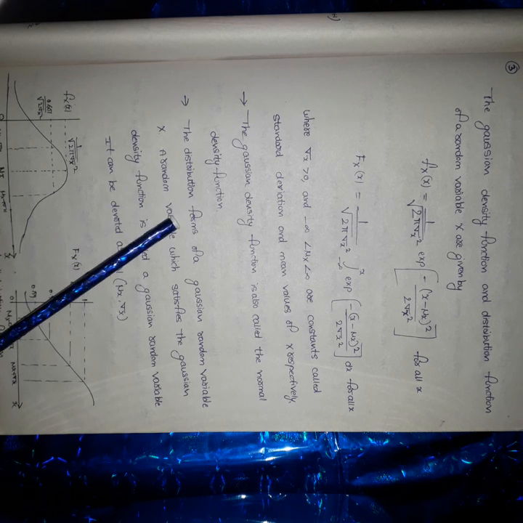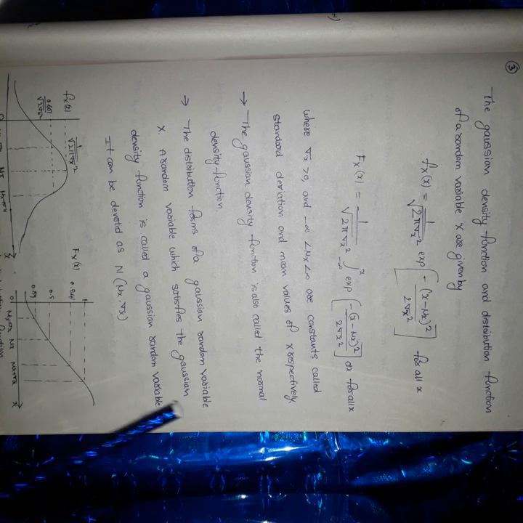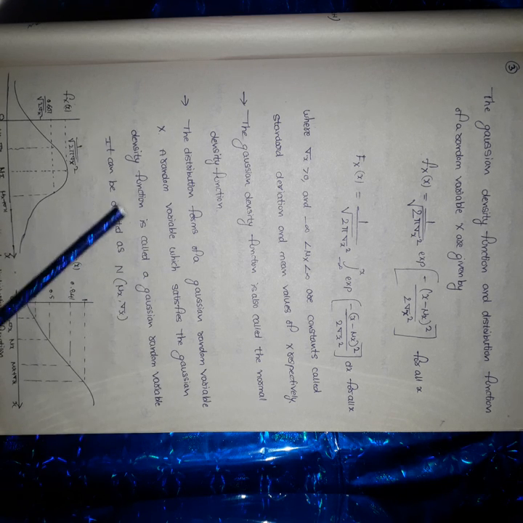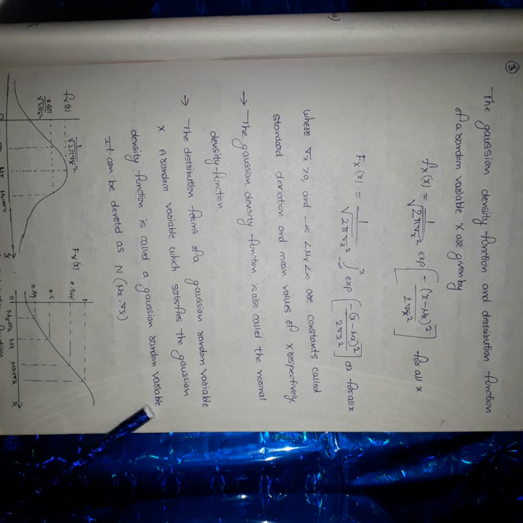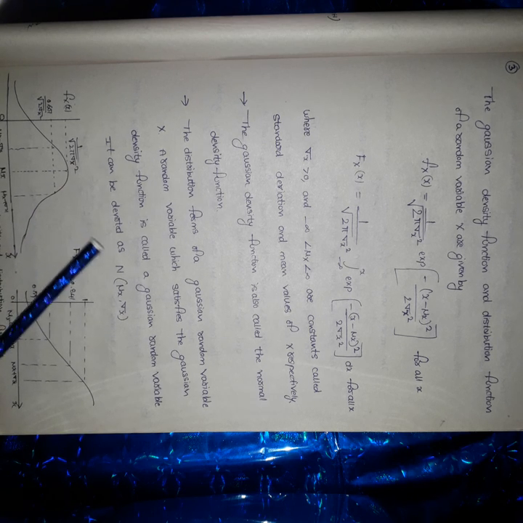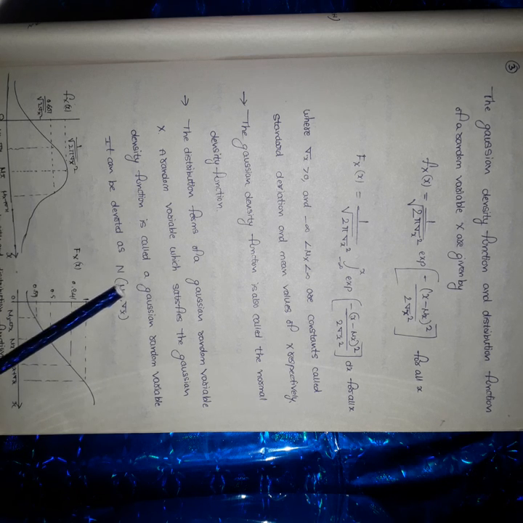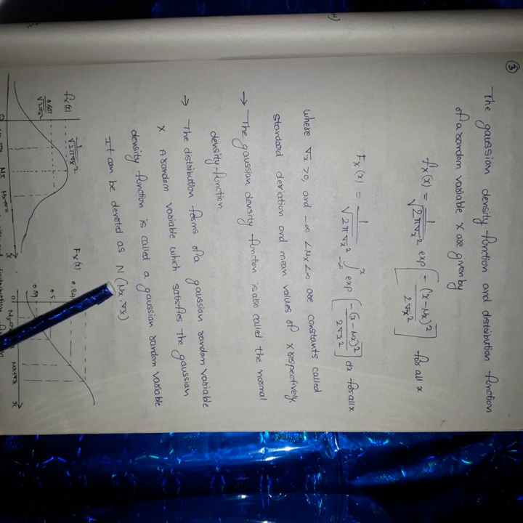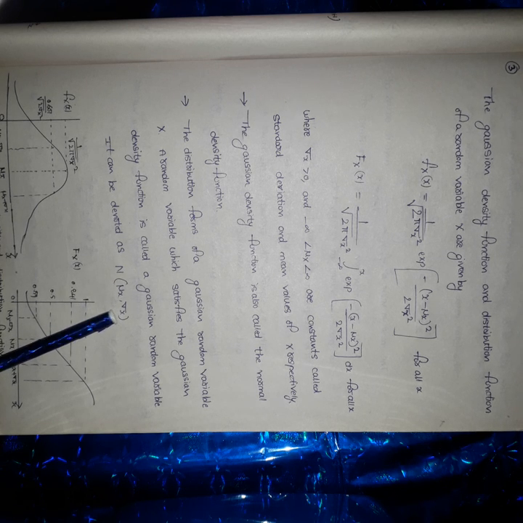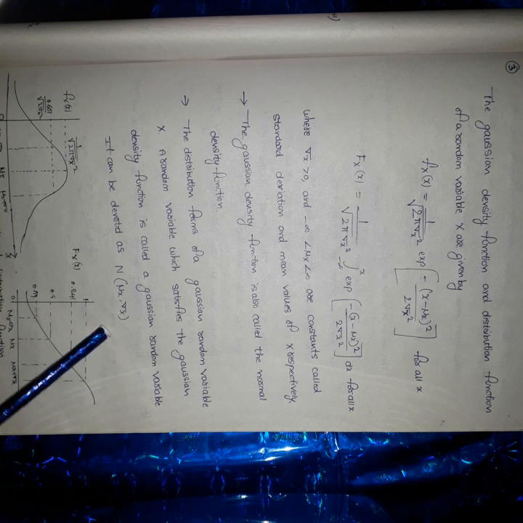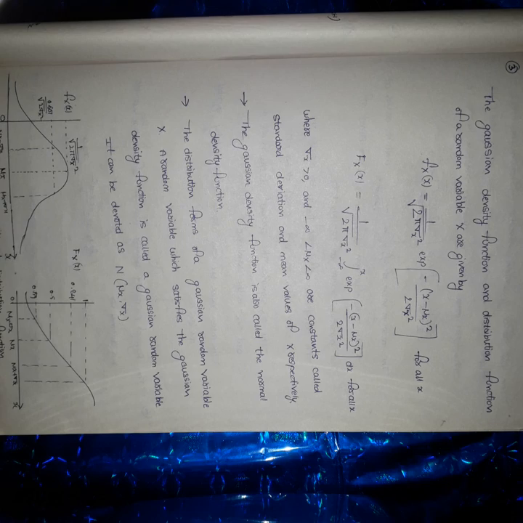The distribution form of a Gaussian random variable x: the random variable which satisfies the Gaussian density function is called a Gaussian random variable. It can be denoted as N(mu x, sigma x). Here mu x is the central moment value, and sigma x square is the variance, the variance of the central moment.